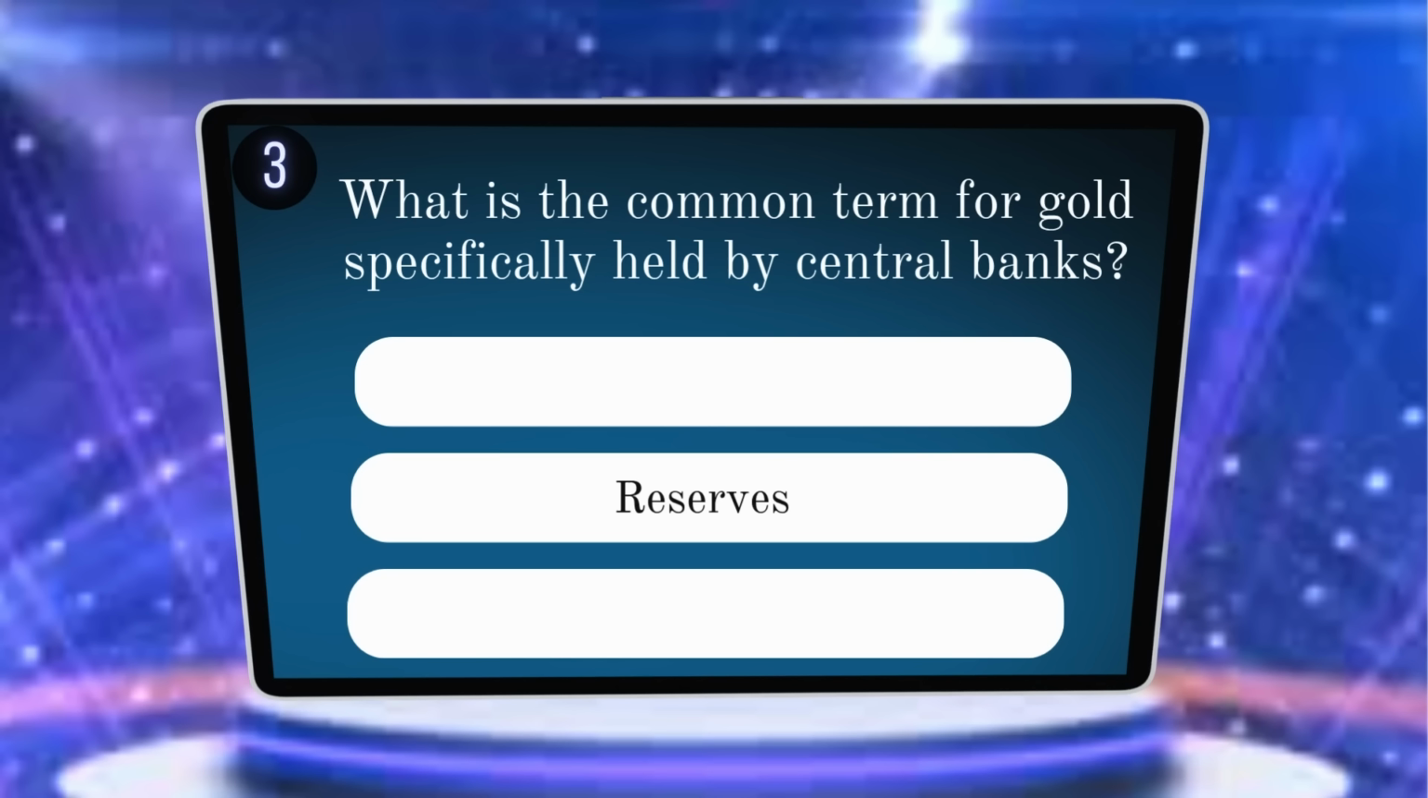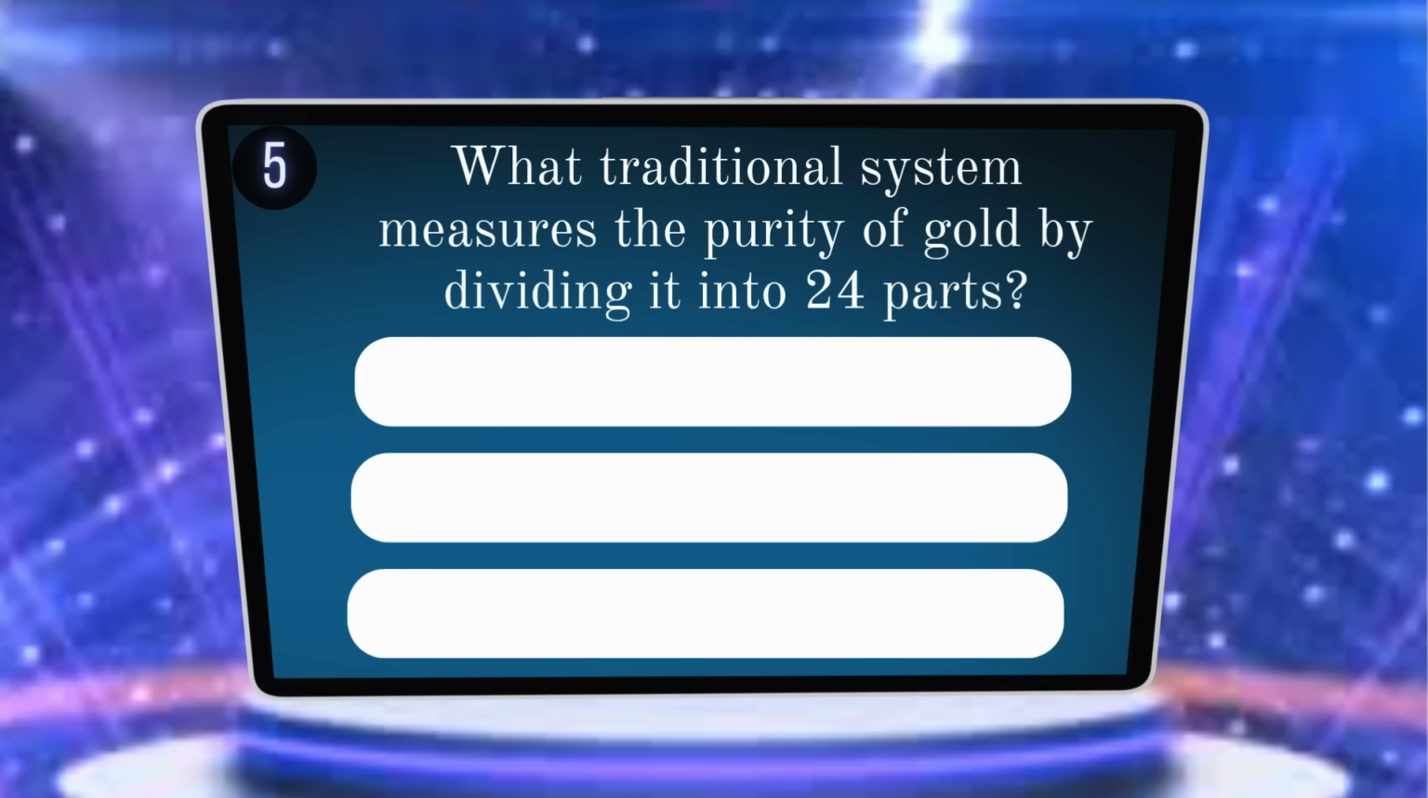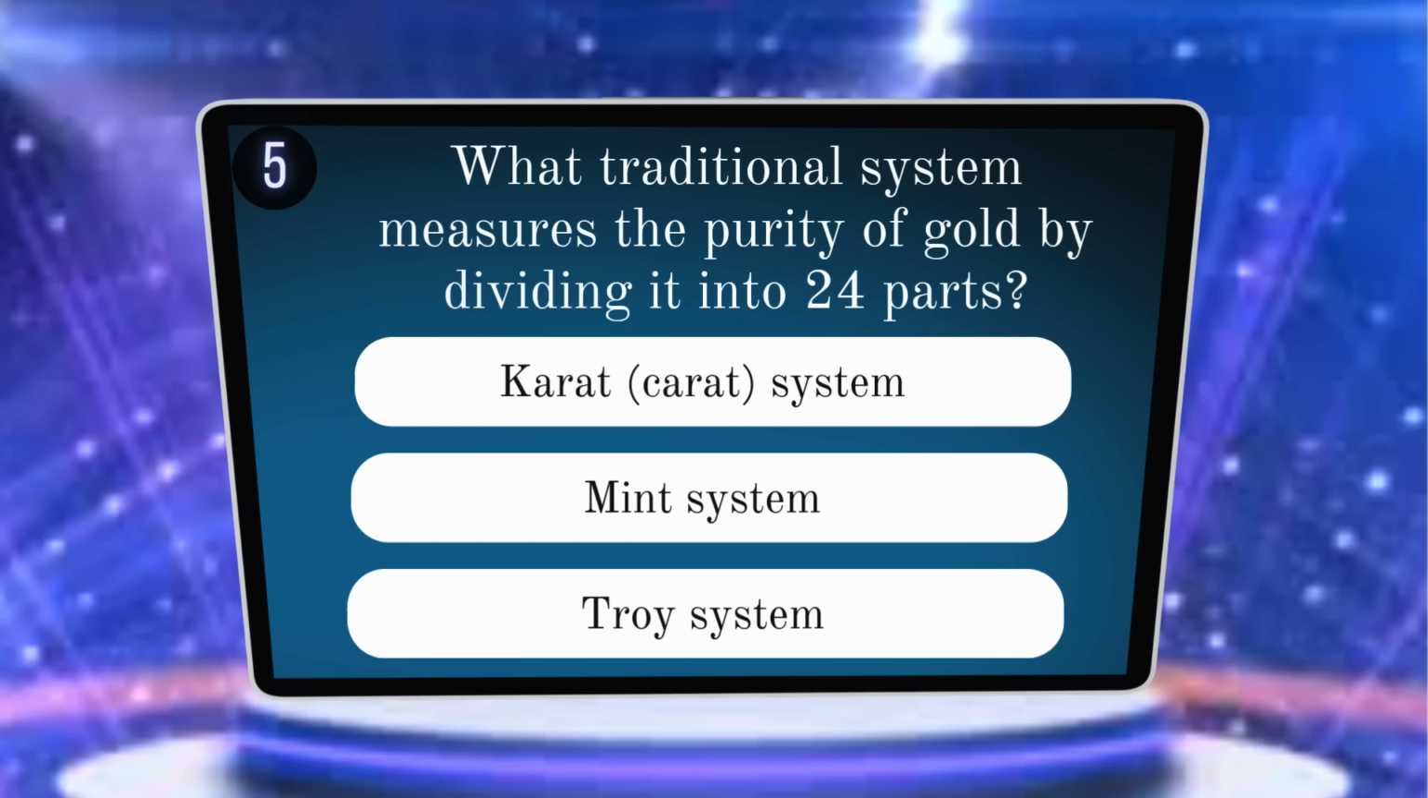That is, reserves. What is a facility that produces gold coins called? A depository, treasury or mint? That is, a mint. What traditional system measures the purity of gold by dividing it into 24 parts? The carat, mint or troy system? That is, the carat system.